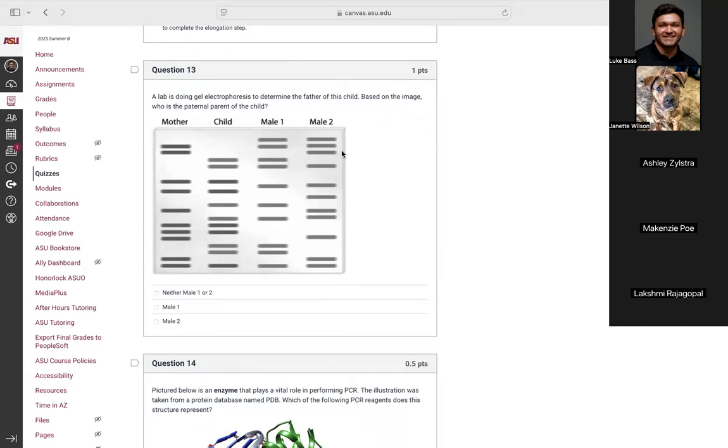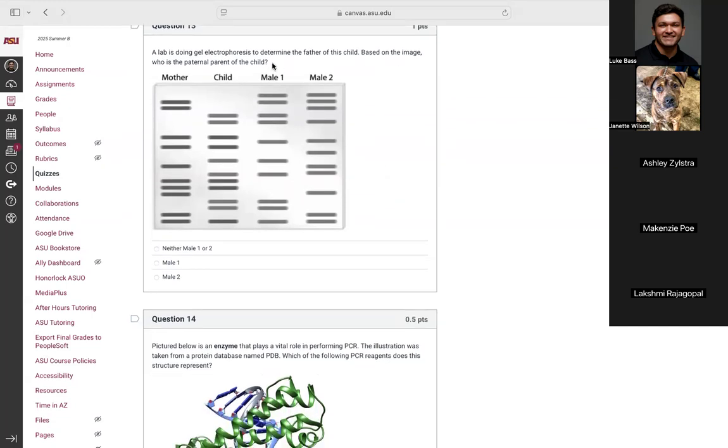So what you're going to want to do, once again, Lakshmi, you're on the right track here, is you're going to compare the bands of the child with the bands of the two males, and you'll find that one of the two has more matching bands than the other, indicating that male one or male two shares some of the genes with the child.